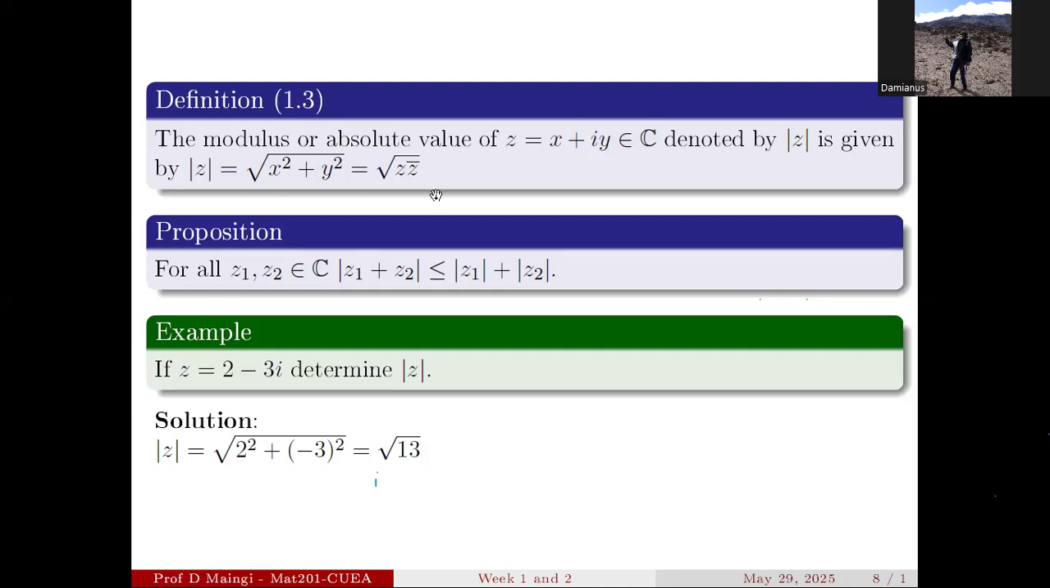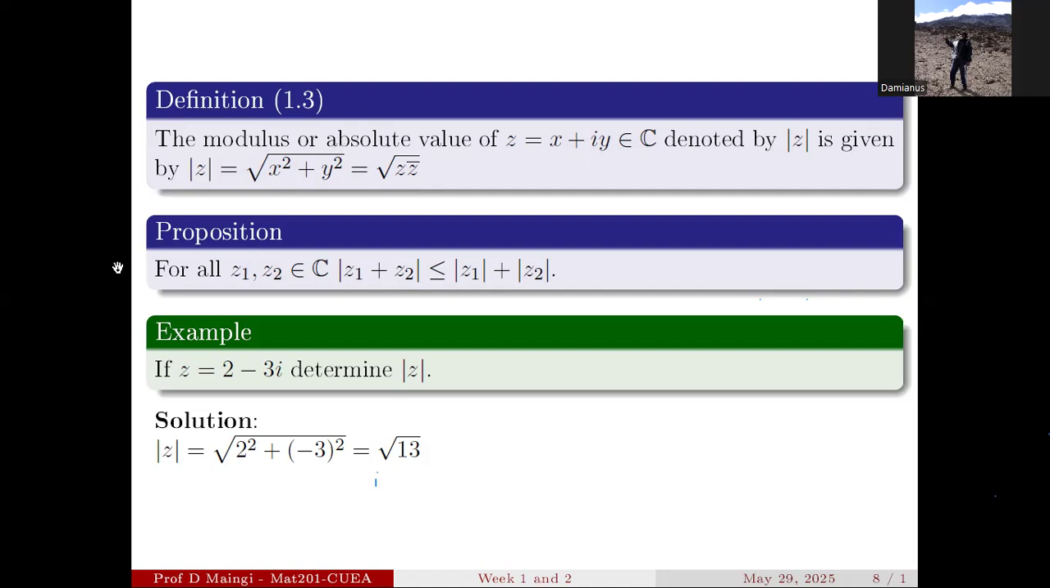So what we call a modulus, or the absolute value of a complex number, which we denote by this. Suppose Z is a complex number, then its modulus will be given by the square root of the real part squared plus the imaginary part squared, which is also the same as the square root of the modulus times the complex number. Okay, this you can check.